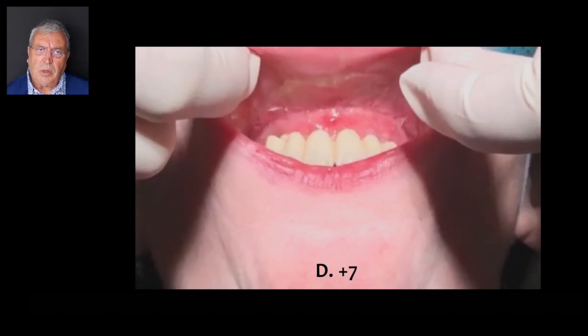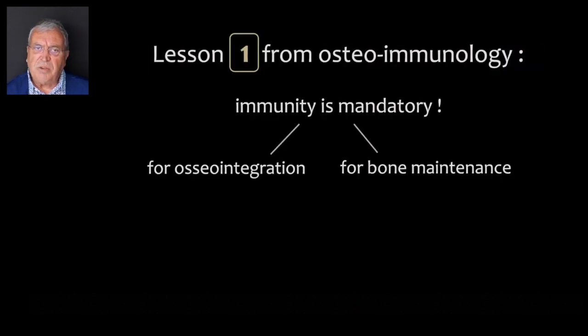So, we can go to the lessons. What is the first? Immunity is mandatory. If you want the integration, if you want to maintain the bone, and if you want to reduce the complication rate.